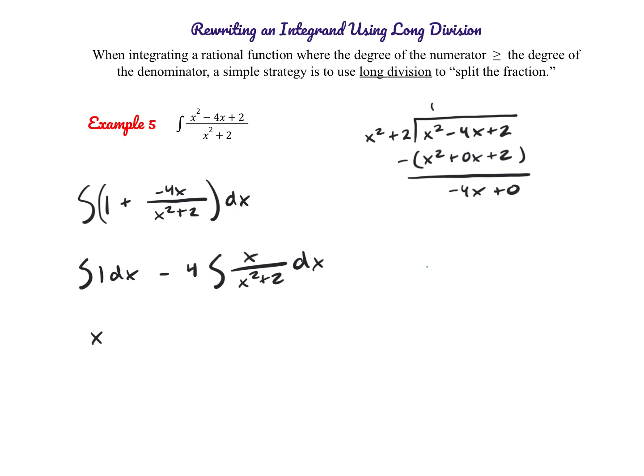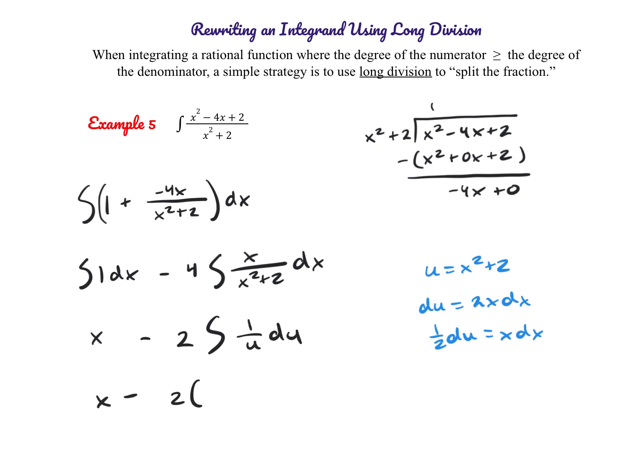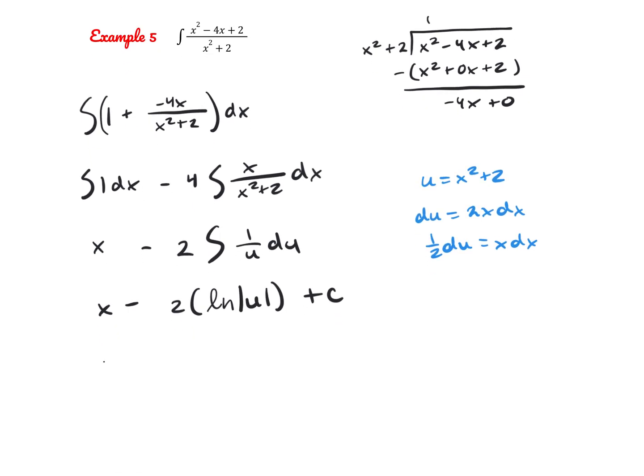So we can say that u is x squared plus 2, du equals 2x dx. So that allows us to rewrite this as minus 2 times the integral of 1 over u du, and then natural log of absolute value of u, and then here's our constant of integration. And then we could just substitute back in. So minus 2 times the natural log of x squared plus 2. We know that x squared plus 2 is always positive, and then we have plus c.